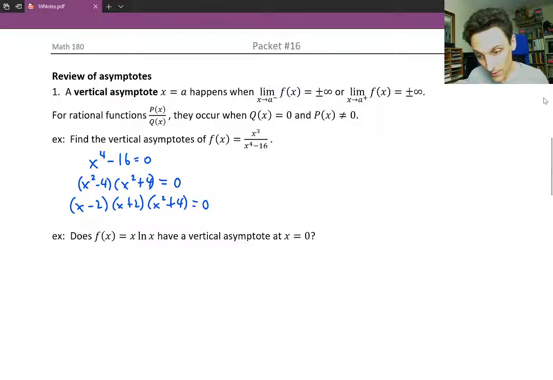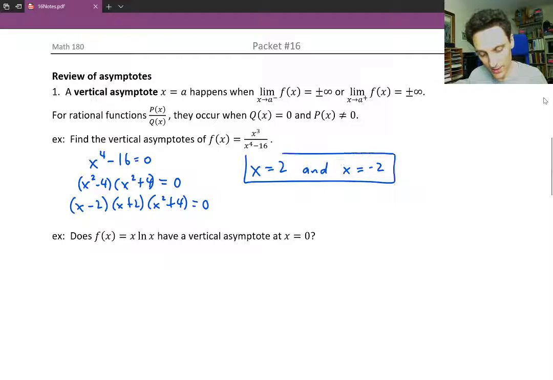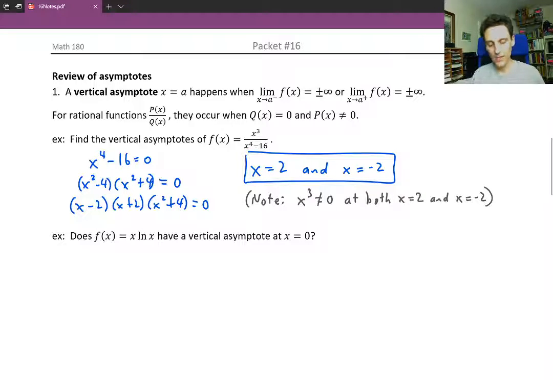So we only get two x values that solve this. And those two will turn out to be our vertical asymptotes. X equals 2 and x equals negative 2 are vertical asymptotes. The only thing we have to do to make sure of that is to note that when we plug those x values into the top of the fraction, we get a non-zero number. So definitely we have vertical asymptotes. You just want to confirm that the top is non-zero.